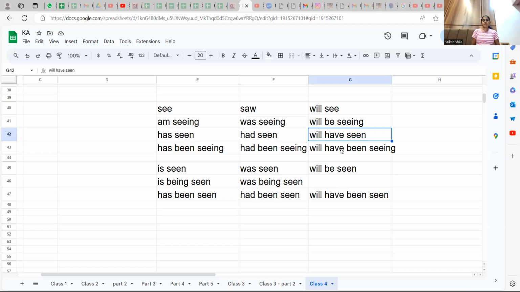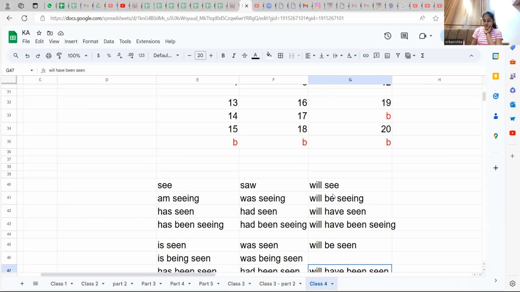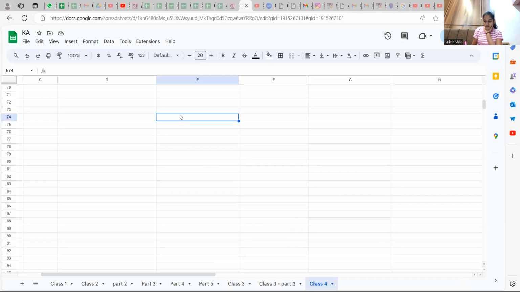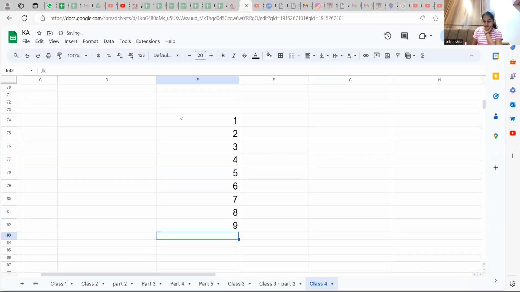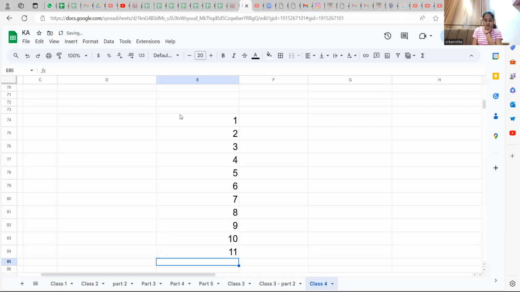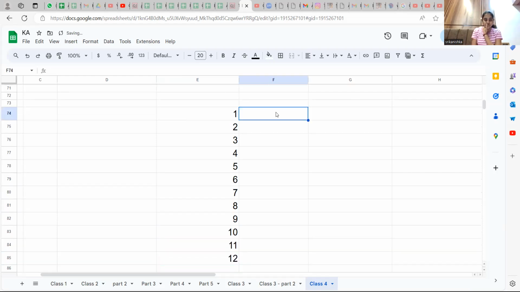So with the being, you are adding the being just to make it active to passive, in addition to changing the subject. Will have seen is the active voice, number 11. Look at this. All these 12 are active, and 13 to 20 are passive. This is how it is going to work out. I'm going to put 1, 2, 3, 4, 5, 6, 7, 8, 9, 10, 11, 12. You are changing this. 1 and 13 are the same in meaning. Only the structure is different.